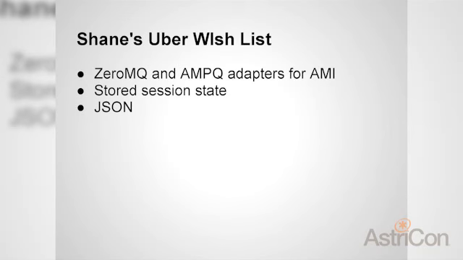Here's my wish list. I hope I'm allowed to have one. They said I could have at least one. 0MQ and AMQP adapters for AMI. That would be super awesome for anybody who's developing message stacks that are going to work with Asterisk in any way. Stored session states so that when Asterisk reboots, we can actually continue to get events queued up for our sessions. And then, of course, JSON. That's just beautiful. Please.